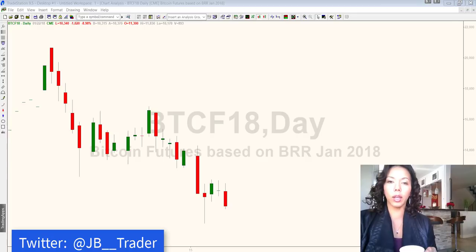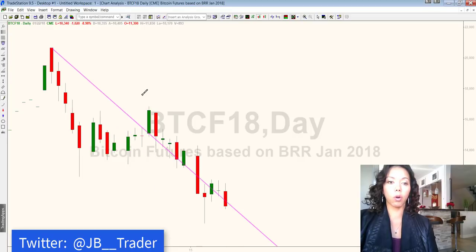Today I want to take a look at the current price action of the Bitcoin futures. What I have on my chart right now is the January 2018 contract, and the symbol that I have pulled up in the TradeStation platform is BTCF18. Again, that's the January 2018 contract, and I have a daily chart pulled up. What's going on right now is we're still in an overall downtrend.